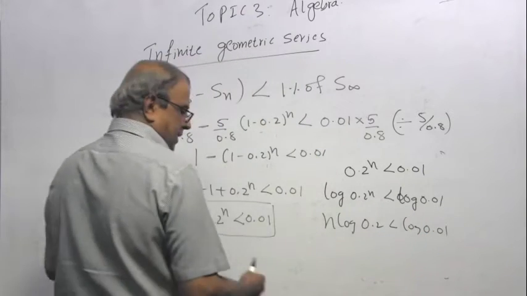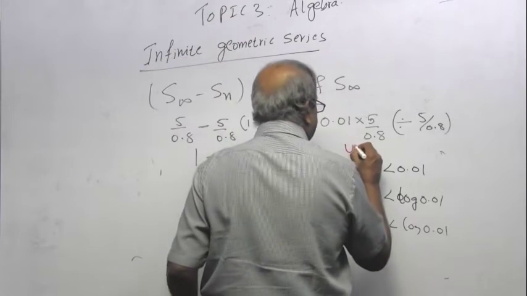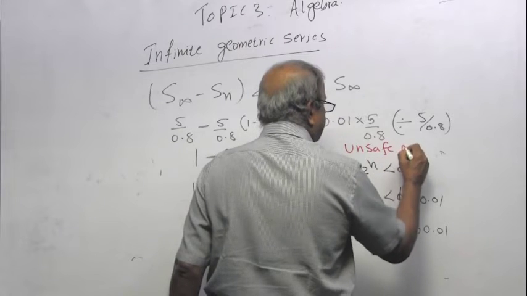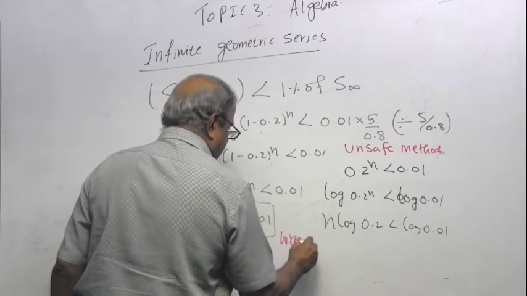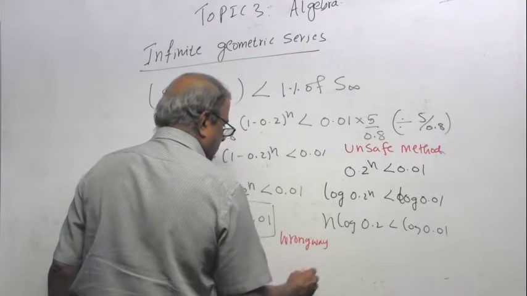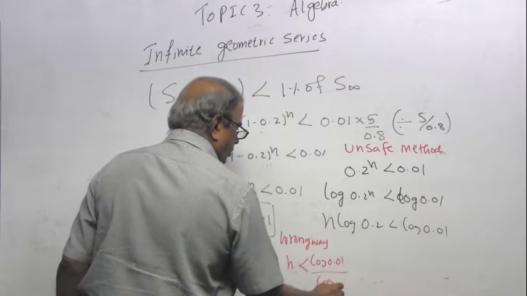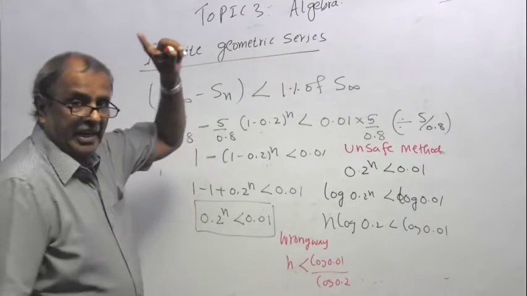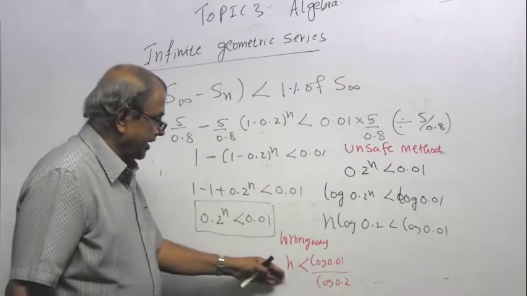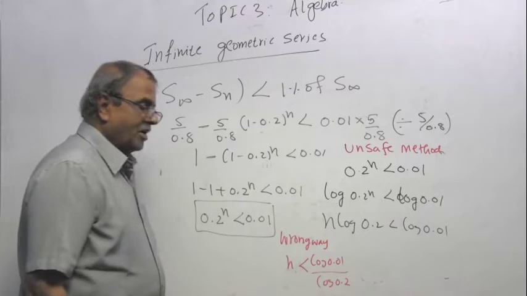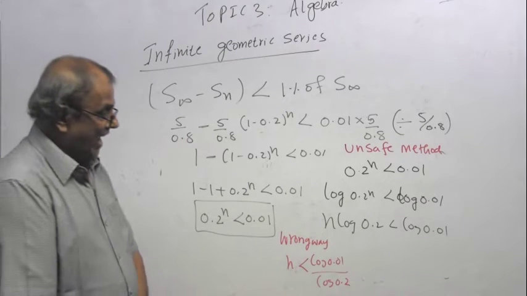And this is a typical, I'll put it in red. This is an unsafe method. It works, but it's an unsafe method, so this is the wrong way. So n less than log of 0.01 over log of 0.2. The question said the least value of n. That means it has to be more than. You're going to get n less than. Now, where do you think you have gone wrong? Or I have gone wrong?